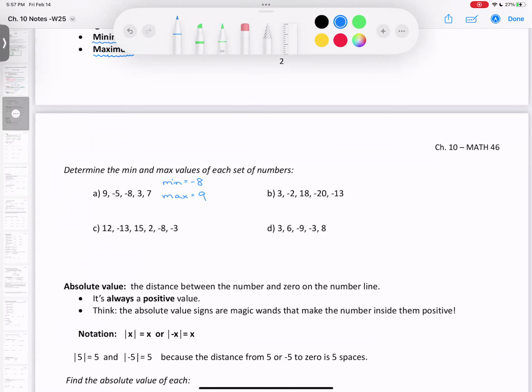Okay, let's do these together now. So the minimum of C is negative 13, and the max is 15.